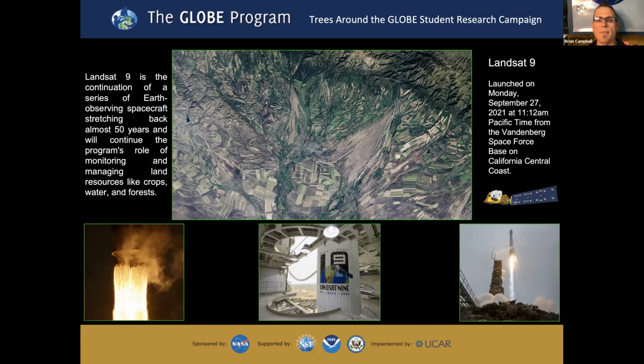And I just threw this information up here about when it was launched not too long ago, September 27th, so less than a month ago. It was launched from the Vandenberg Space Force Base. It used to be the Vandenberg Air Force Base, but it was recently renamed several months ago. And it's a continuation of a series of Earth-observing spacecraft which date back almost 50 years. It continues the program's role monitoring and managing land resources like crops, water, and forest.